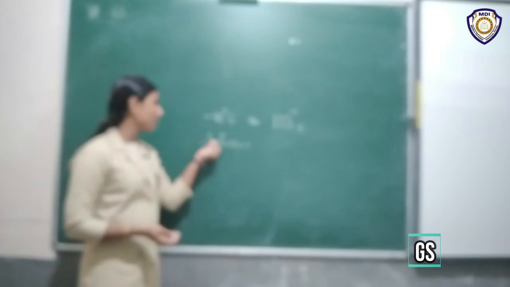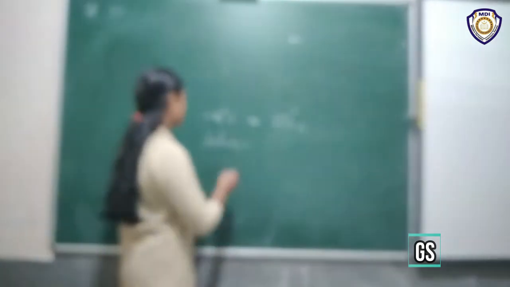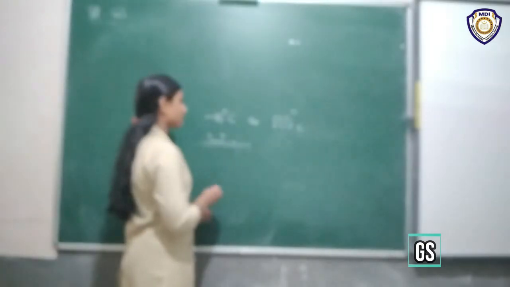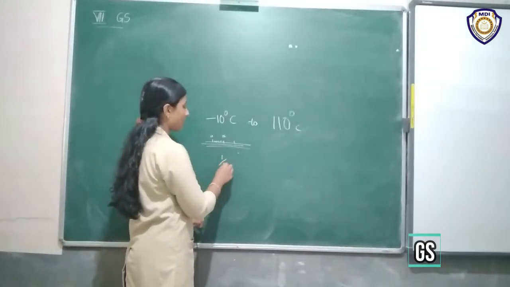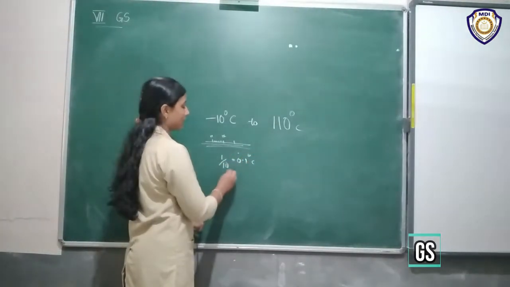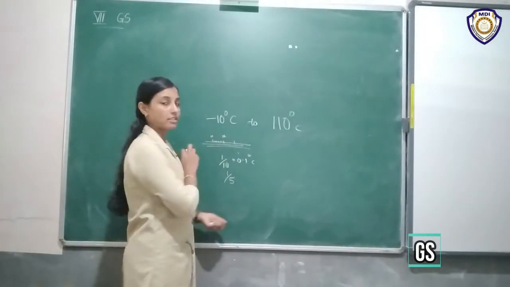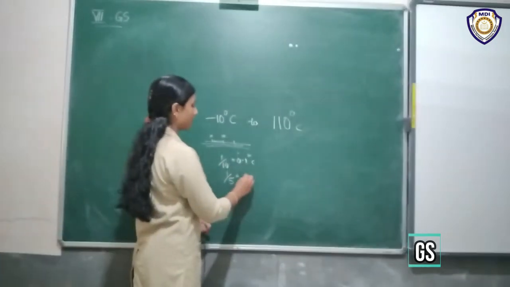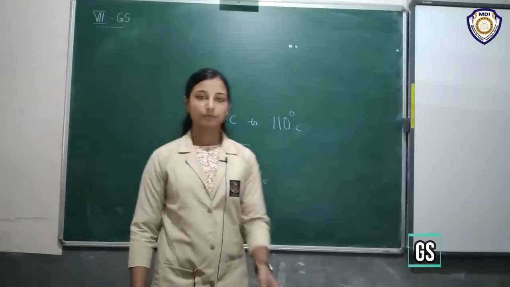So what will be the value of one small division? If there are 10 lines, what will be the value of one small division? It will be 0.1 degree Celsius, right? And if there are 5 small divisions between the two large divisions, then what will it be? It will be 0.2 degree Celsius, right?